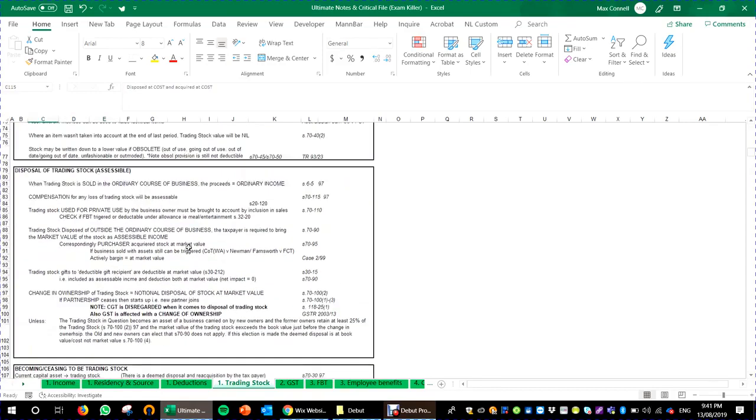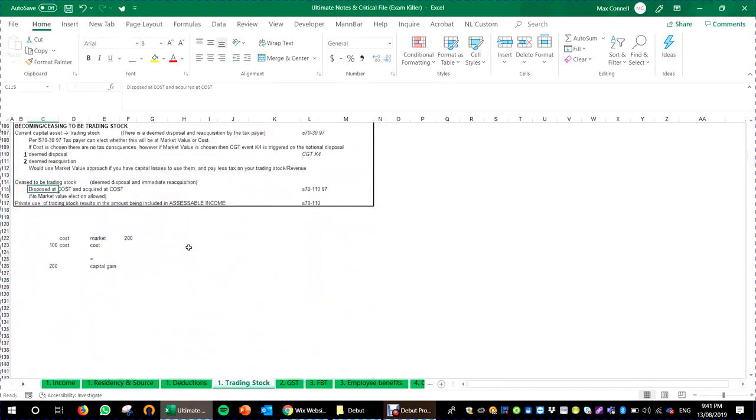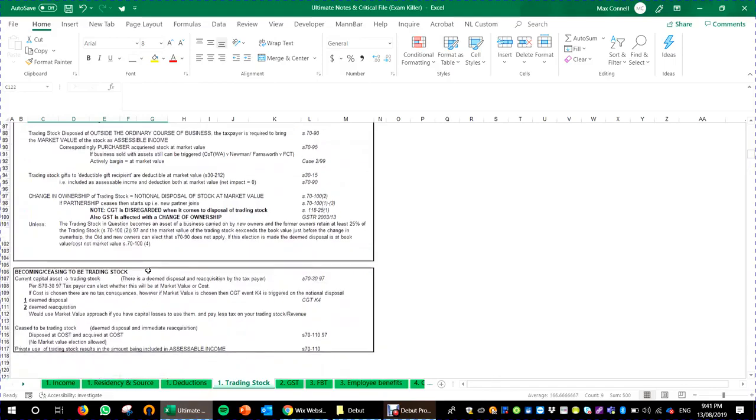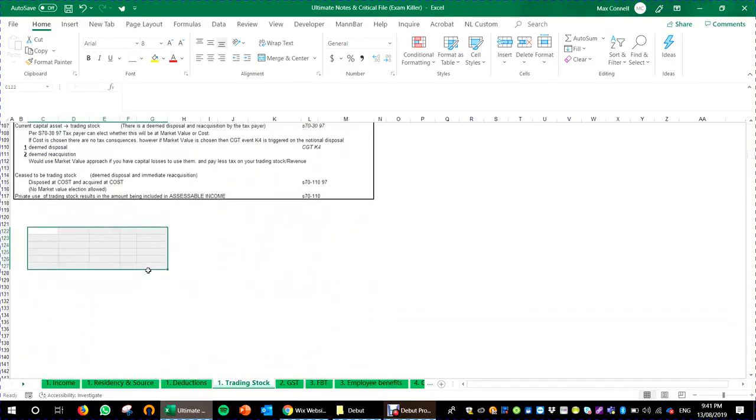So that's pretty much it for trading stock. Not too difficult, pretty interesting, but there are a few tricks in there. Let's move on to the next chapter, which is GST.